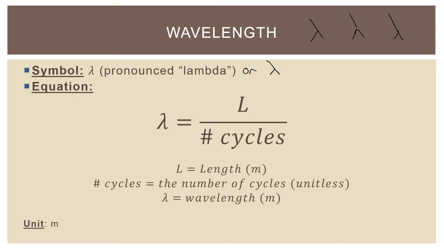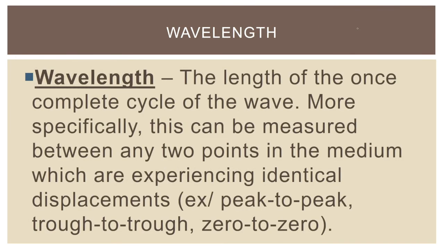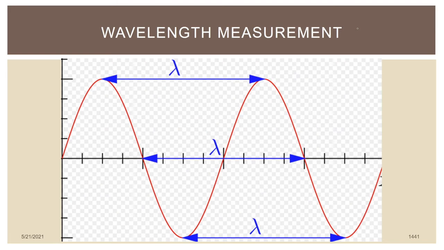Okay, so I want to be very clear about this wavelength measurement thing one more time. We already said, and you don't need to write this down again because we already did, the wavelength is the length of one complete cycle of a wave. And more specifically, it can be measured between any 2 points in the medium which are experiencing identical displacements. Here's a pretty good example of that.